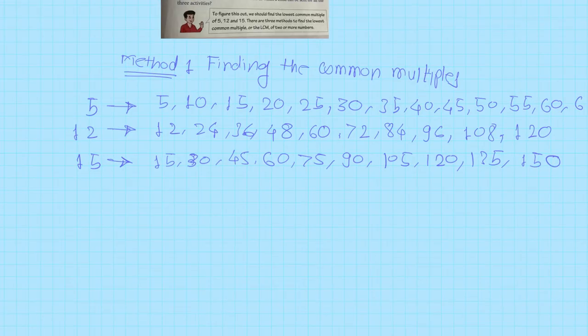Afterwards, what we need to do is find the common multiple. If we see 5, 12, 15, nothing is common. 12, 24, 30, nothing common. If we continue, we can see that the first common multiple appears at 60.